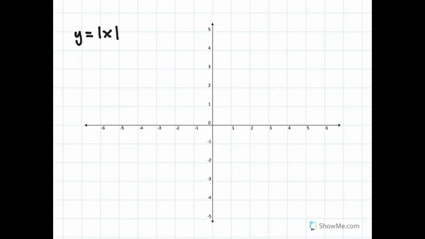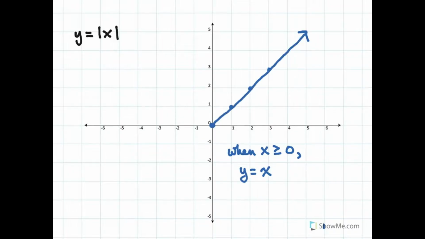The graph of y equals the absolute value of x is really made of two lines. When x is greater than or equal to 0, the graph is the same as y equals x because the absolute value of a positive number is still positive. That's the line that goes through 0, 0, 1, 1, 2, 2, and so forth. And it looks just like that.